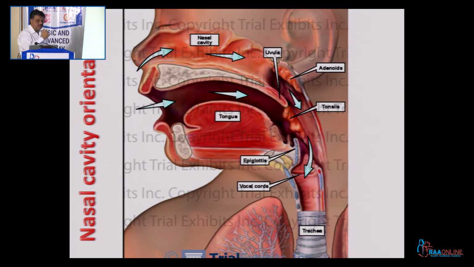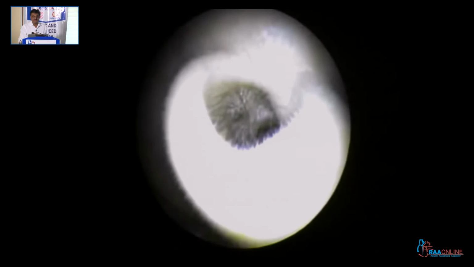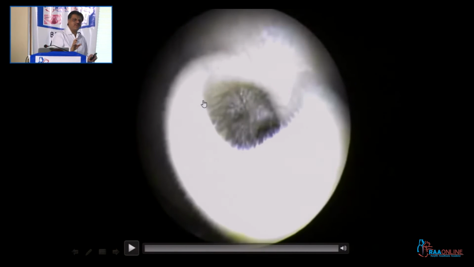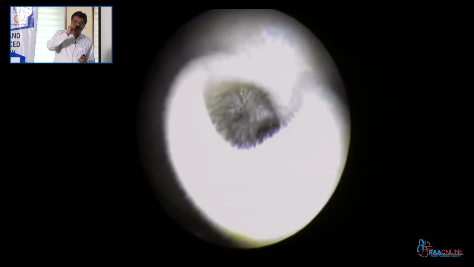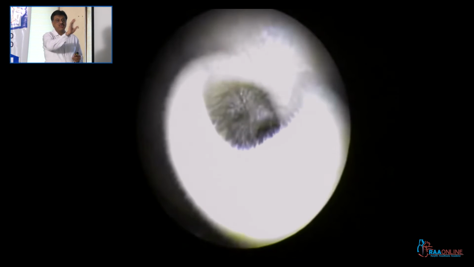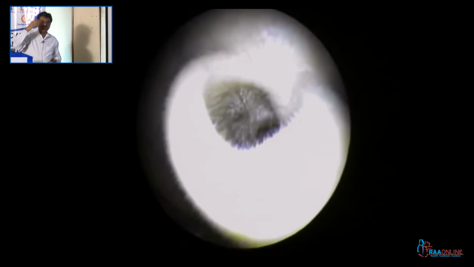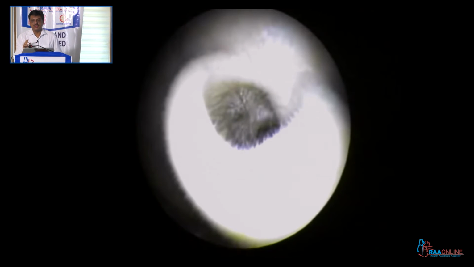So start with the nasal cavity orientation. If you make a cut section like this, how it looks like. Just identify, and most of the people get confused or get lost in the nasal passage also. Once they are in the oropharynx and once they identify the epiglottis, they are at ease. Most of the people who are doing the nasoendoscopy get lost during the nasal passage also.